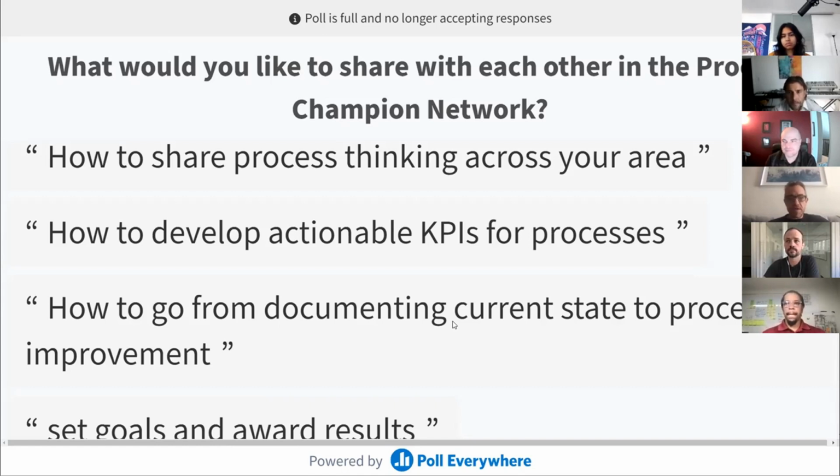And to Chris's point about how to go from documenting current state to process improvement, it all starts with understanding what you're doing, just documenting current state. And then you can prioritize what you need to improve. Sorry, Chris, I didn't mean to cut you off. No, that's great. I just think that was a really good one.